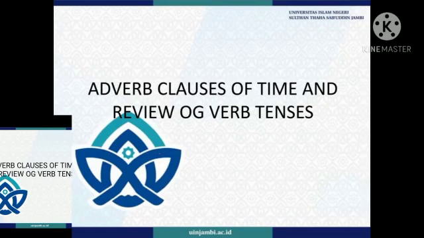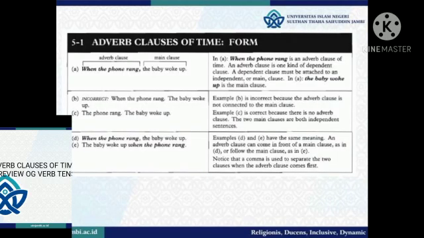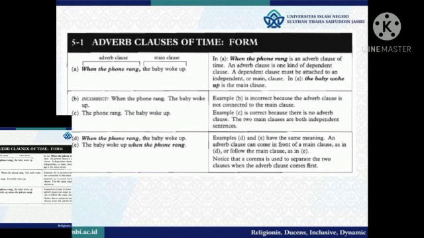Adverb clause of time and review of verb tense. An adverb clause is a clause that functions as an adverb. This clause indicates when, why, where, how long, how far, how often, and for what purpose something happens. There are many different kinds of adverb clause. Some types of adverb clause include time, place, manner, distance, frequency, reason, purpose, and concession.